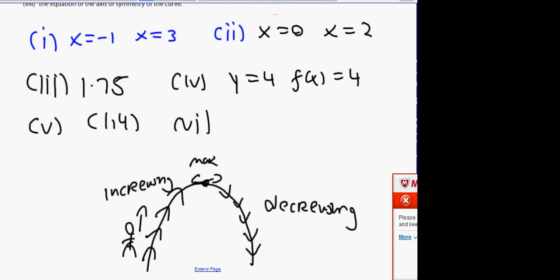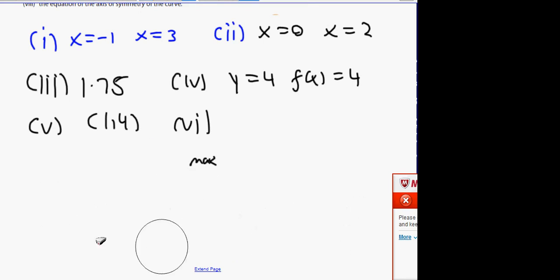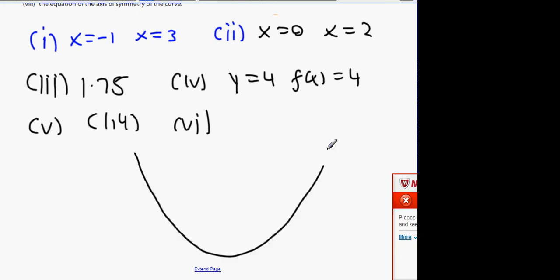What about a minimum point, lads? What happens here on a minimum point? Like you're going into a valley. On your way down, are you increasing or decreasing?